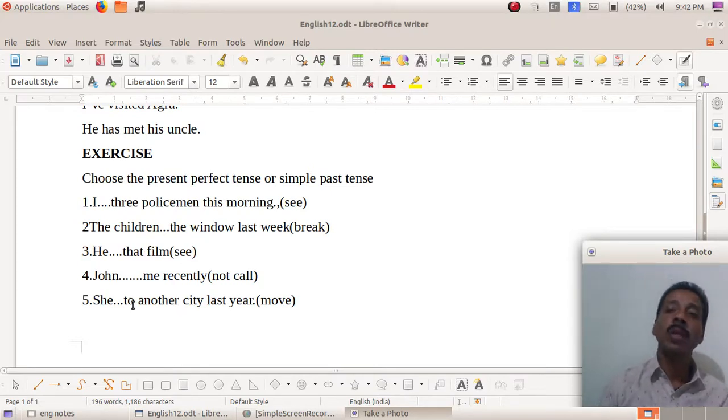Okay, so first one, I saw 3 policemen this morning. As the time is mentioned there, this morning, it would be better to use simple past tense. So I saw 3 policemen this morning. The children broke the window last week. There also the time is mentioned, last week. So the verb should be in simple past tense. So the V2 form of break, that is broke, is to be used there.